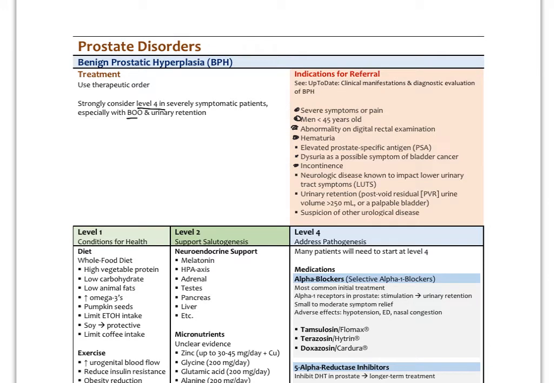And then post-urinary retention, the post-void residual volume over 250 milliliters or a palpable bladder on a lower abdominal exam. Those really are indicating this patient needs to be catheterized. They're going to need to be given instructions on how to do that properly. Or if you suspect any other urological disease. So those would all be indications for referral for BPH.